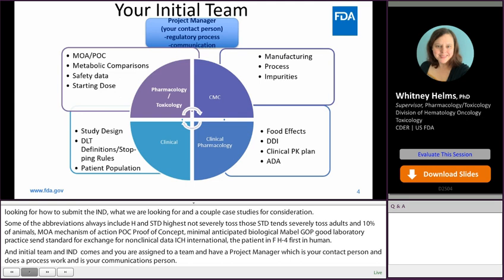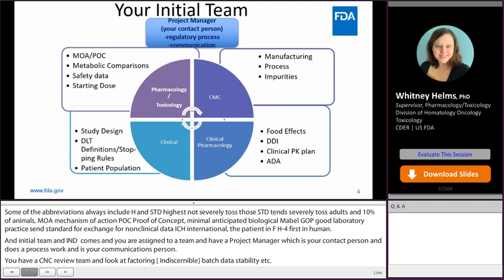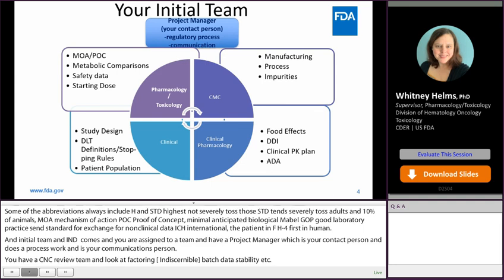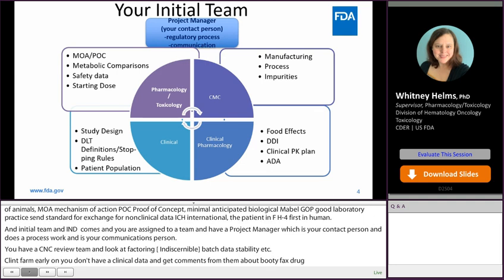ClinPharm is assigned very early on. Even though you don't actually have any clinical data, you'll get comments from them about food effects, drug-drug interactions, your clinical PPK plan, and your anti-drug antibody assessments. And then you'll have your clinical reviewer who's looking at study design, your DLT definitions, your stopping rules, and your patient population. You may also have a statistics reviewer or a device reviewer, depending on what kind of data and what kind of package that you have.